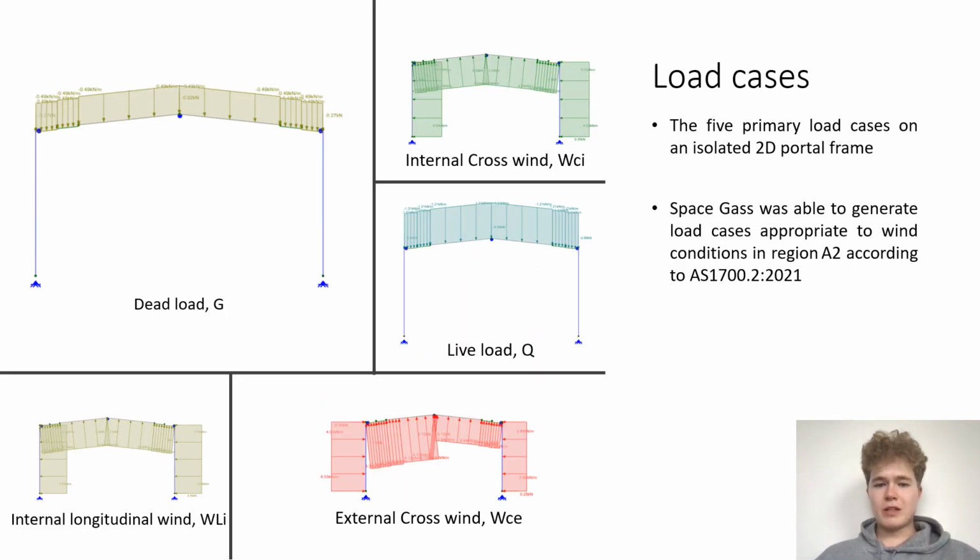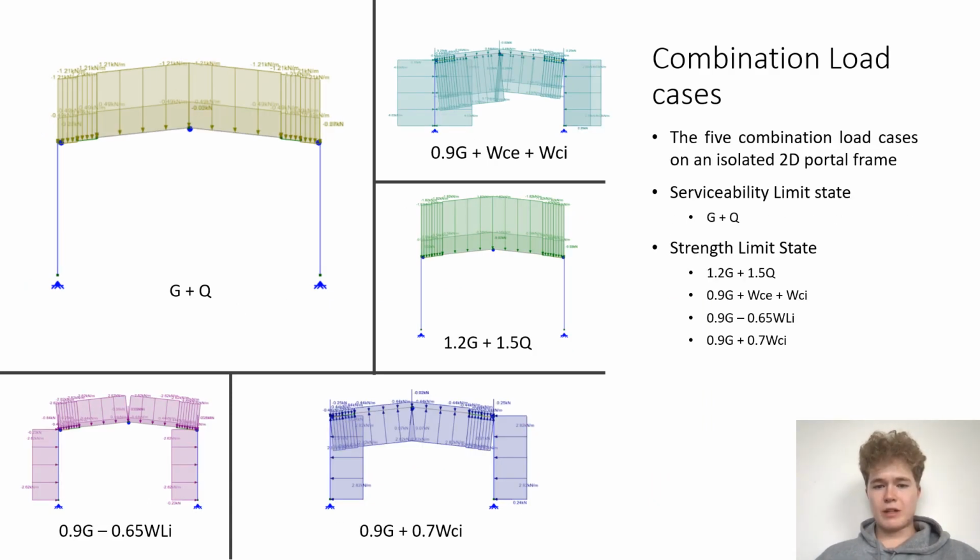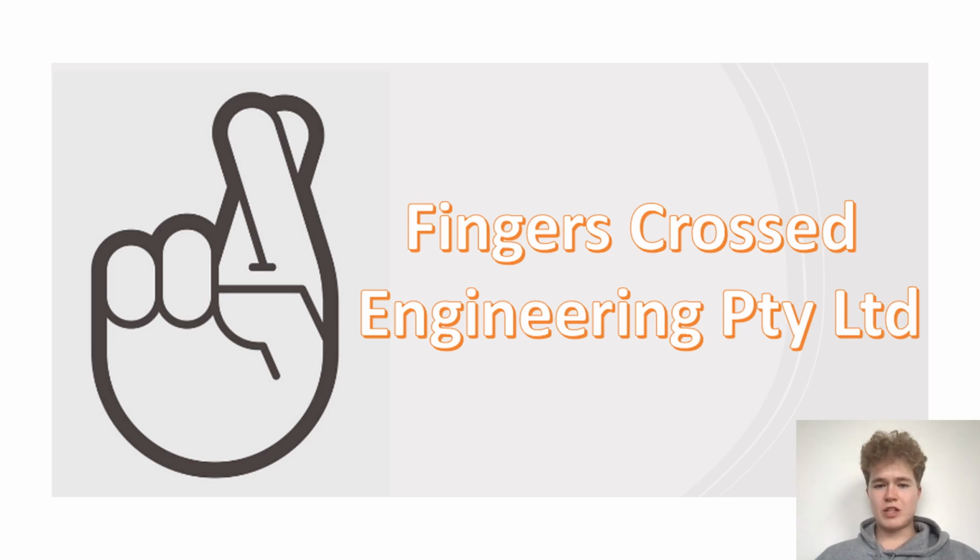The 5 primary load cases generated by Space Gas were then extracted from the 3D model and transferred to an isolated 2D portal frame. These 5 cases were then combined to create serviceability and strength limit combination load cases, which were then applied to the portal frame. The shear force, bending moment, and deflection diagrams were then analysed for each case to provide insight to the performance of the design. The team at Fingers Crossed Engineering looks forward to continuing work with the client in the design and build of portal frame structures in the future.